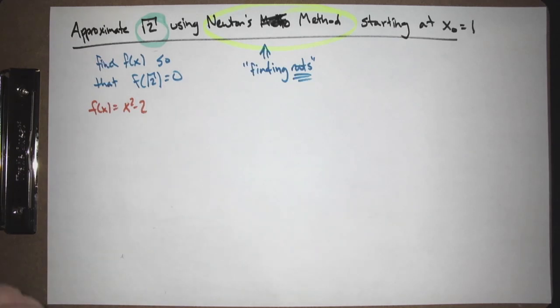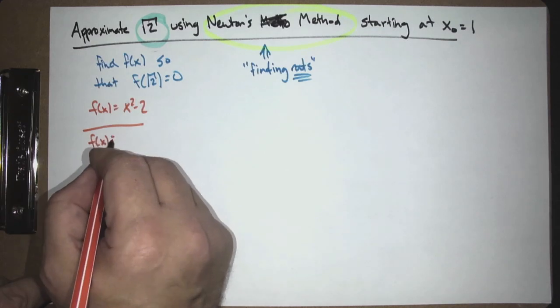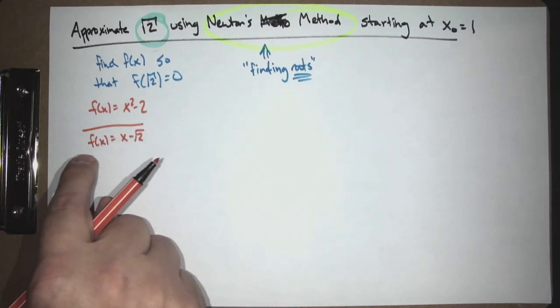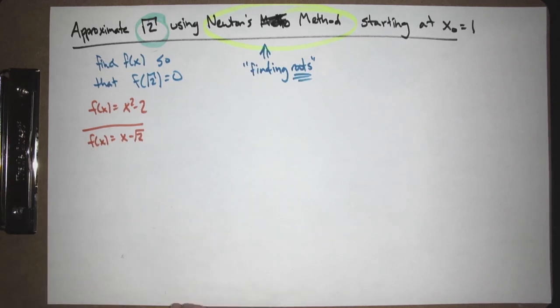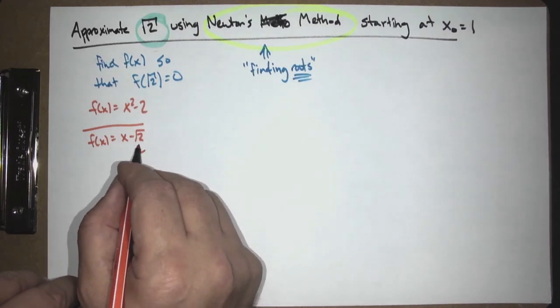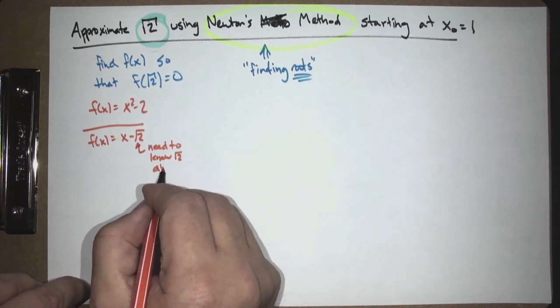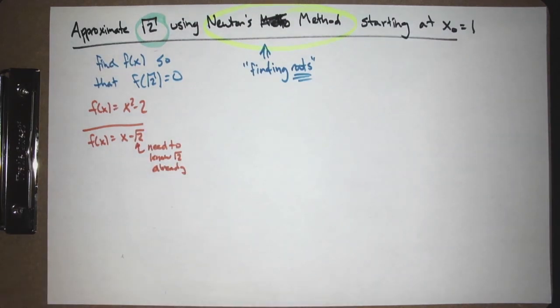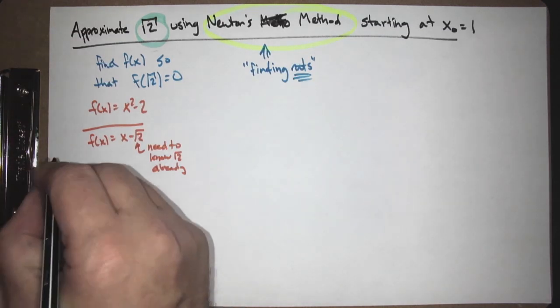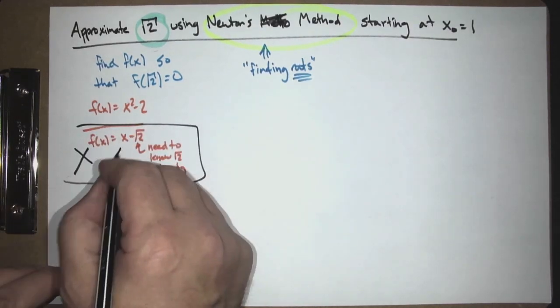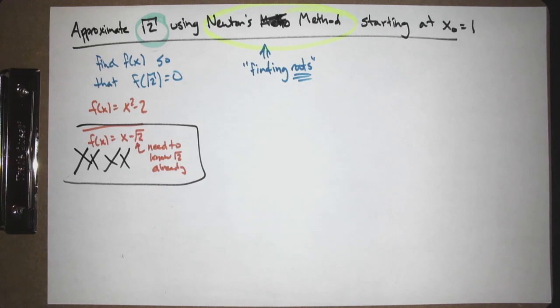Now I might say, well, wait. What about, say, this function, f of x equals x minus square root of 2? I plug in square root of 2, out comes 0. Why not use this function? Well, in order to use this function, what do you need to know? You need to know square root of 2. So you can't really use this function because you don't know square root of 2 yet. So this would be a terrible function. Now, x squared minus 2 is not the only function, but in some sense it's the simplest function. So I should X this out. Don't use that.